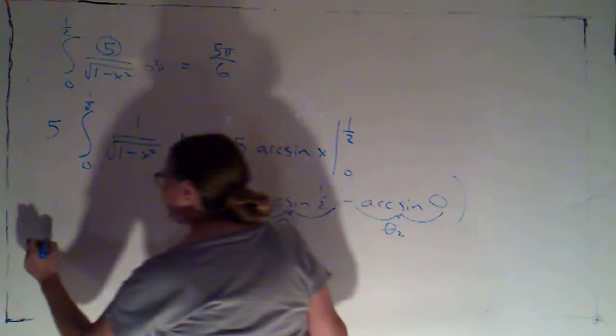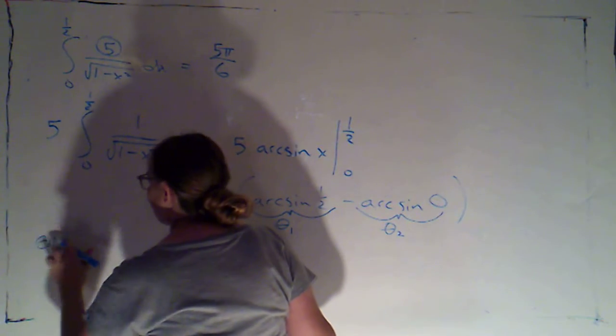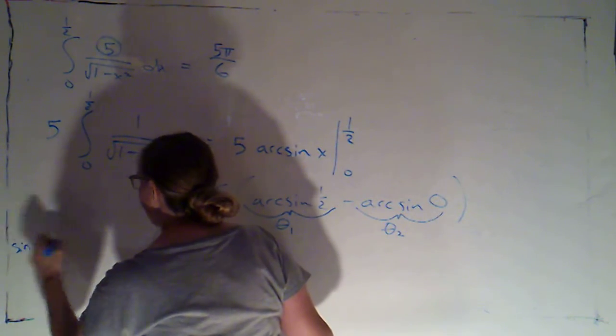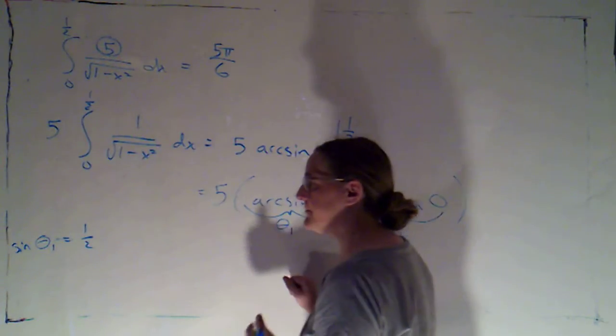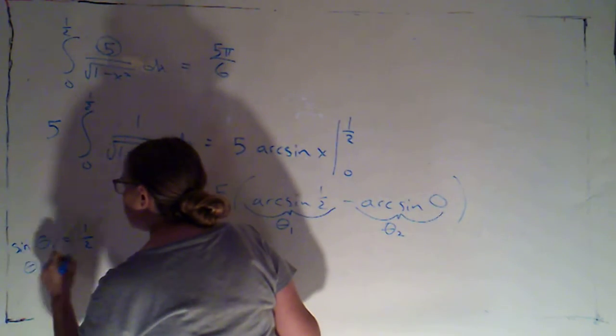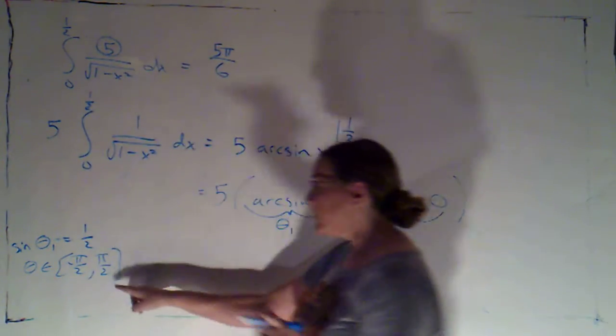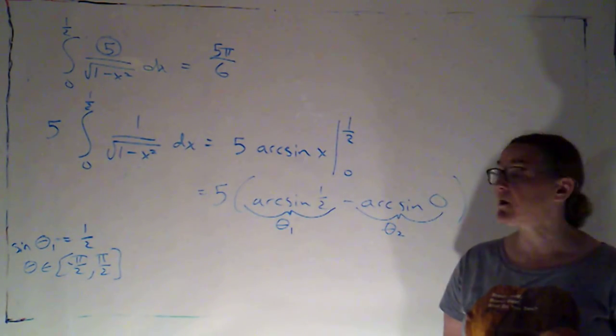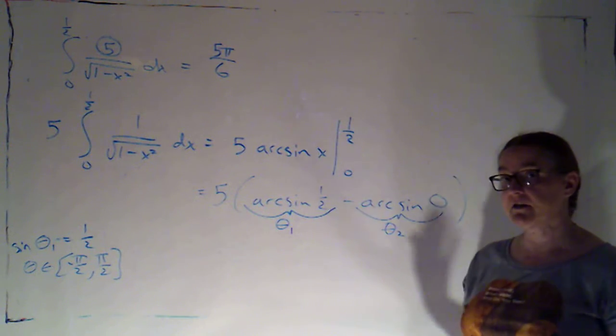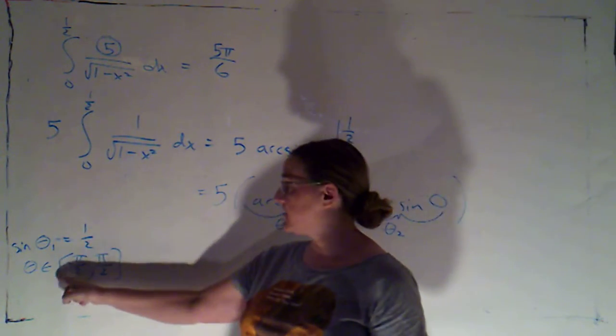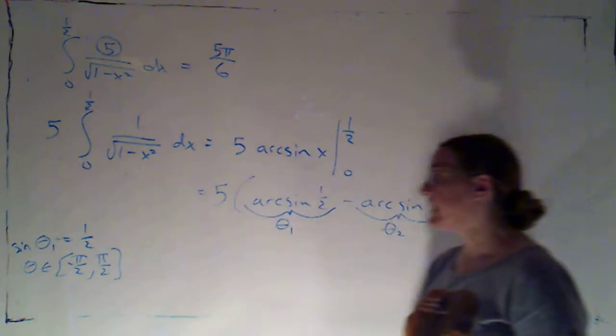So what I know about theta 1 is that sine of theta 1 is equal to 1/2. And theta 1 has to be in the interval from negative pi over 2 to positive pi over 2. Almost the same interval that we had last time when we were working with arctan. The only difference is that for arctan, these endpoints are not included, but for arcsine, they are.